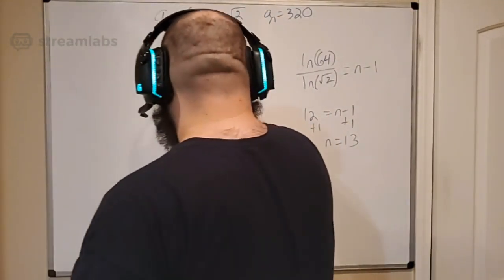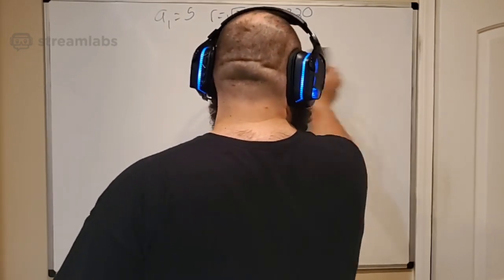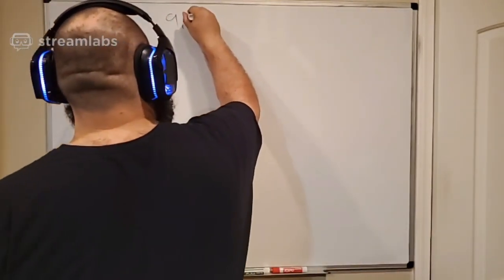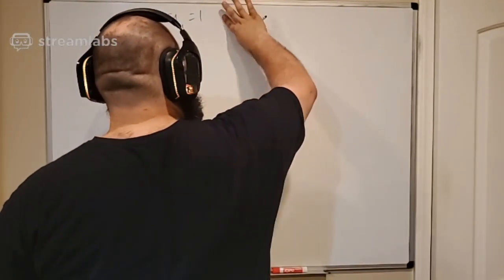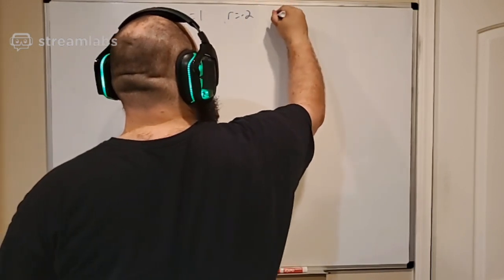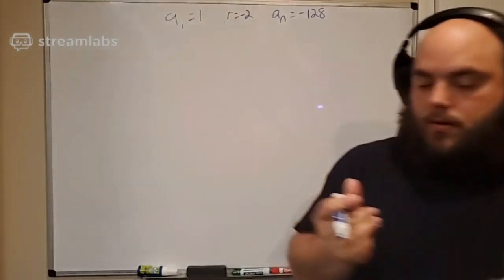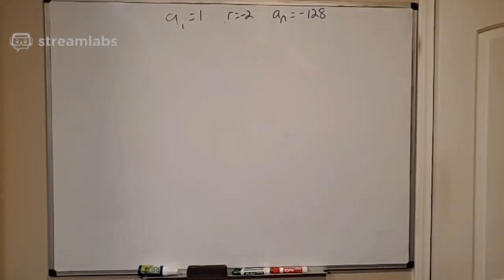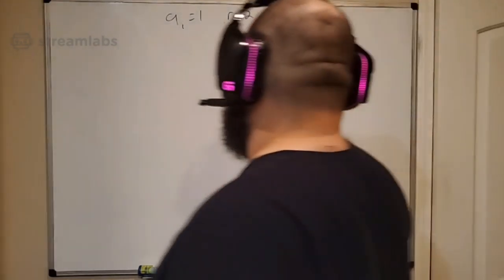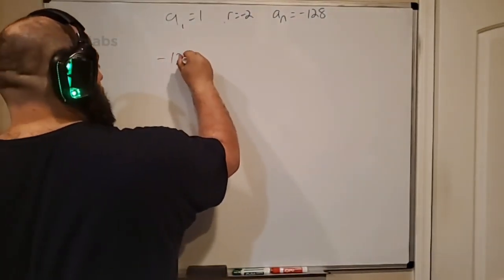Do one more like that. 1, -2, -128. Okay, so now they're giving us that our first term is 1, our r is -2, and our a sub n is -128. So fortunately, setup is pretty much identical. Nothing's really going to change there. Our a sub n is equal to a1 times -2 to the n minus 1.